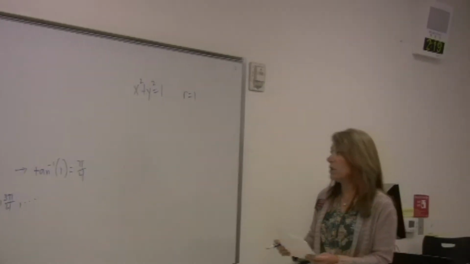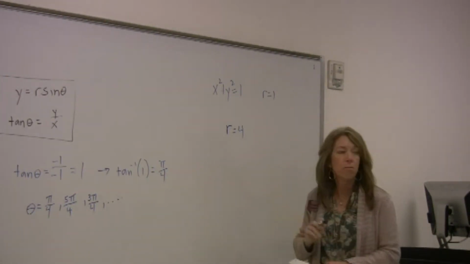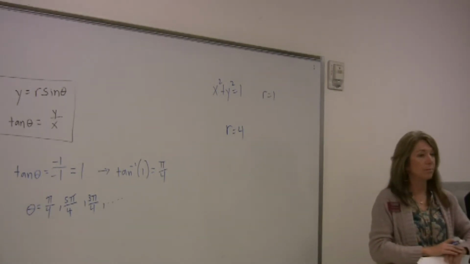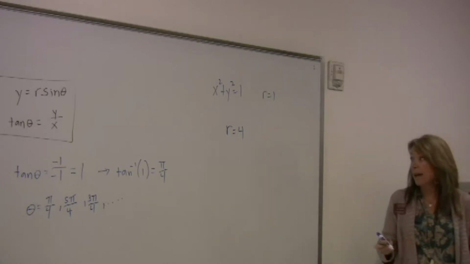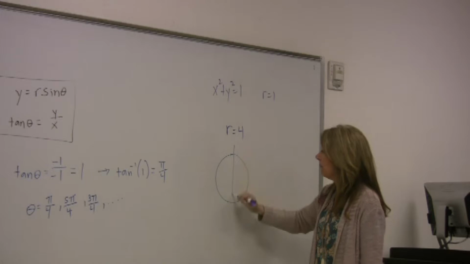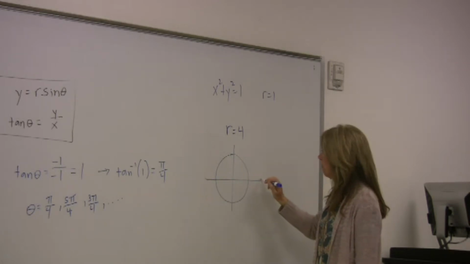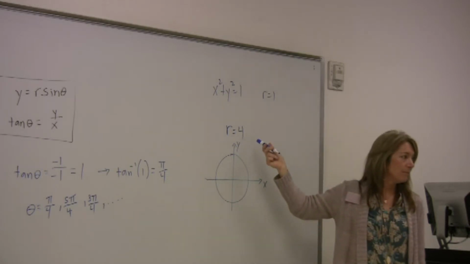So my first one is, what do you think r equals 4 represents? A radius of 4. What's theta? There's no theta in that equation. Could be on the axis. But what does theta have to be? What does it tell me about theta? Trick question. What's it tell me about theta?